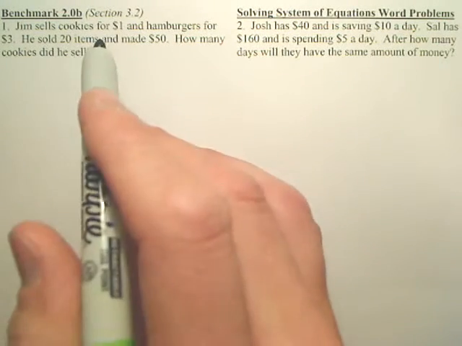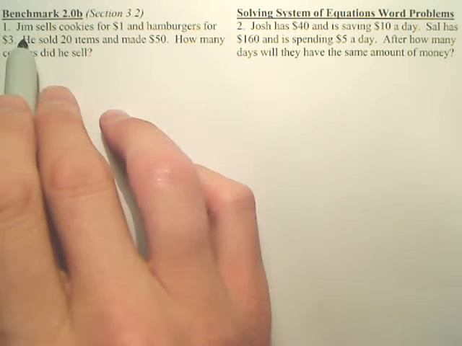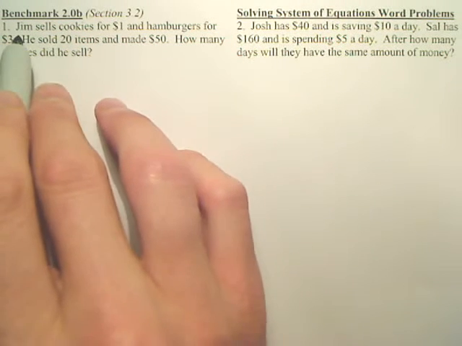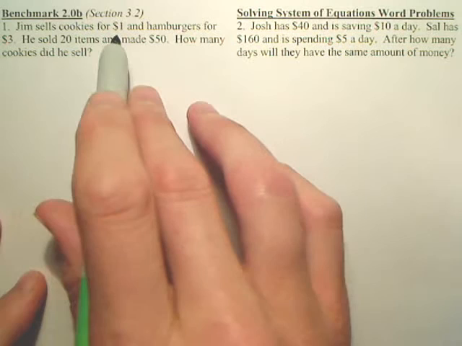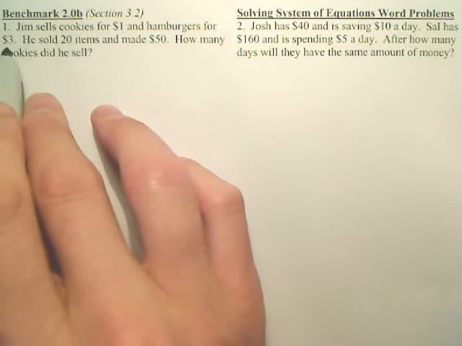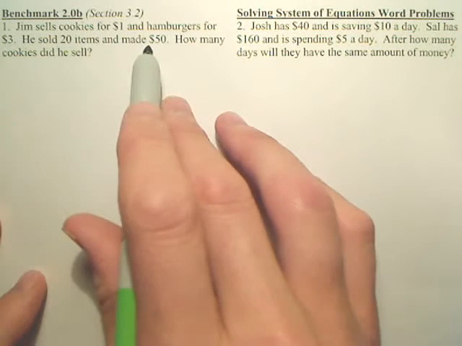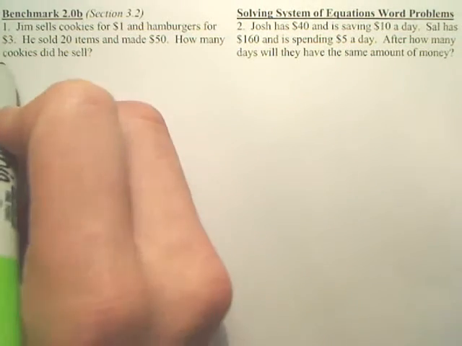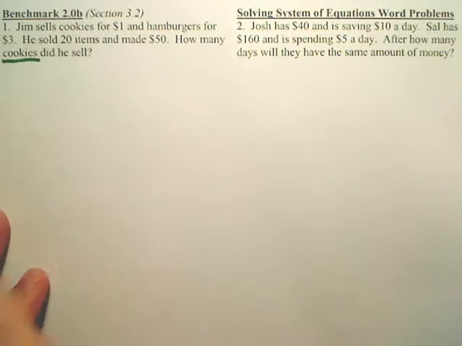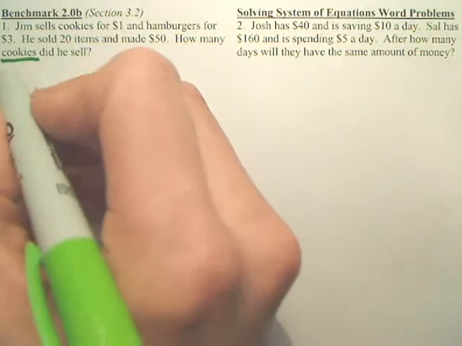Benchmark 2B is the word problems. Okay, you have two people. Jim is selling cookies and hamburgers. Kind of a weird mixture. But his cookies are $1. His hamburgers are $3. He sold 20 items and he made $50. The question is, how many cookies did he sell? The key is how many cookies did he sell? Got it? So we want to know cookies.